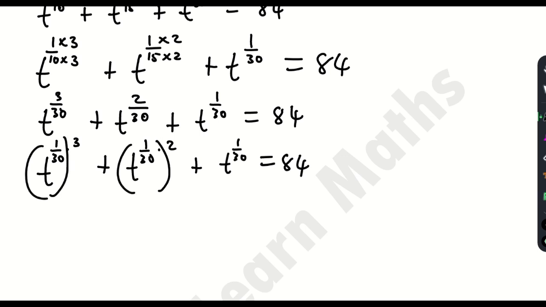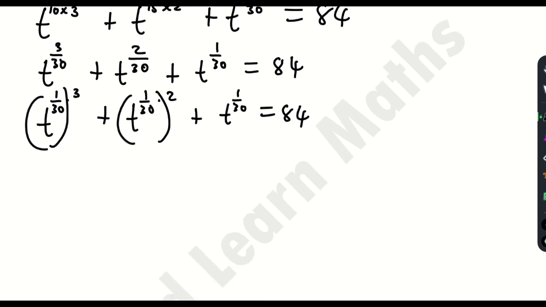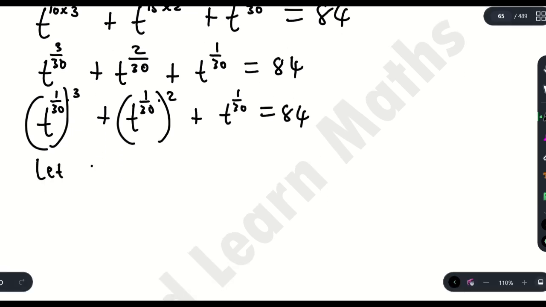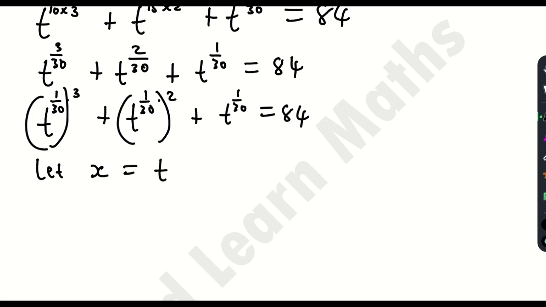So what do you observe? We have t raised to the power 1 over 30, t raised to the power 1 over 30, t raised to the power 1 over 30 common for every term on the left-hand side. So I'm going to make that term, which is t raised to the power 1 over 30, be equal to, say, x. So I can say let x be equal to t raised to the power of 1 over 30. Now this is going to give me a simplified equation.